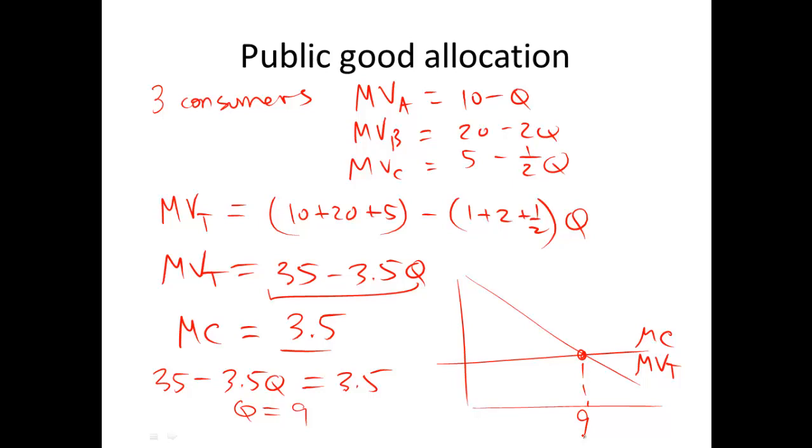Now, I think the tricky part of this question, if there is a tricky part, is just to remember that vertical summation requires us to express the marginal valuation functions for each consumer the way we have here, and then we can add them up to get to the marginal value across all of consumers.